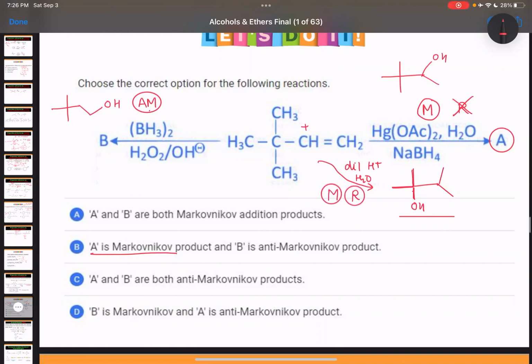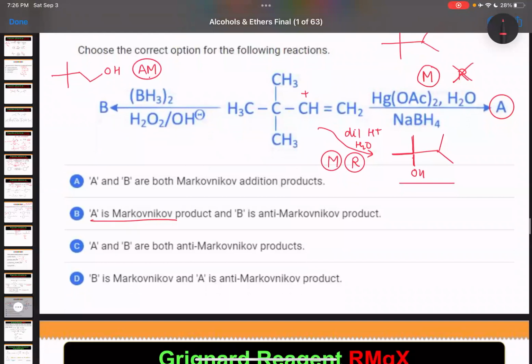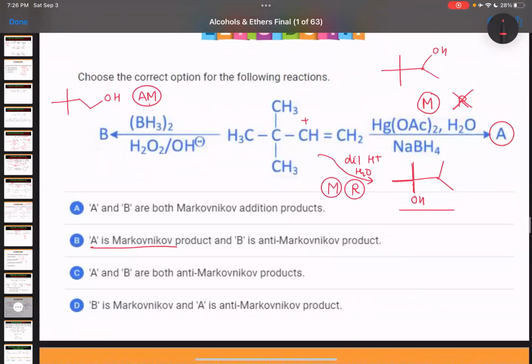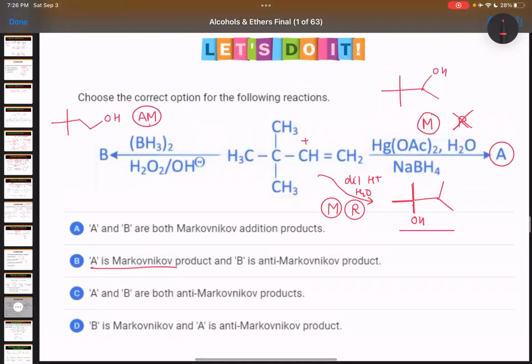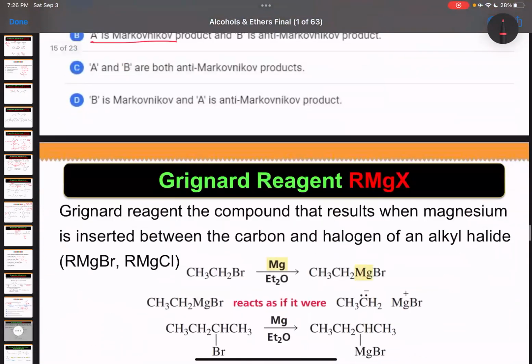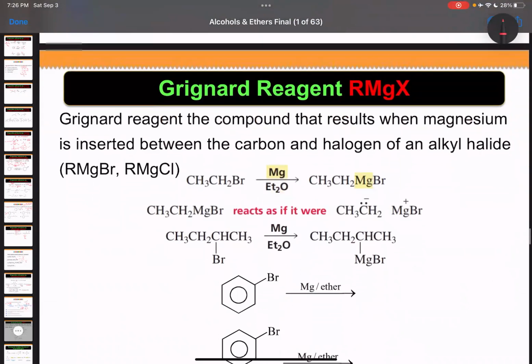Okay, this is the thing you need to remember. That's it. Let me move on to the next method for the preparation of alcohol. That method is not only for the preparation of alcohol, but there are many other functional groups in the subsequent chapters which you can prepare by this method. And that is the preparation using Grignard.